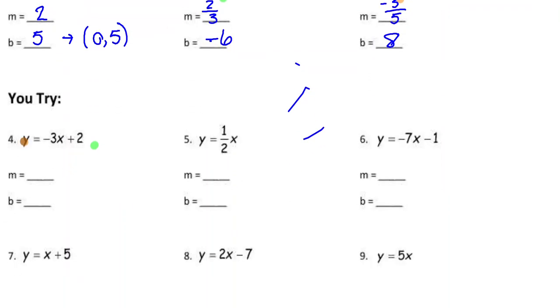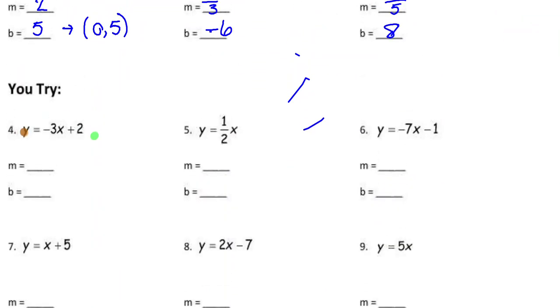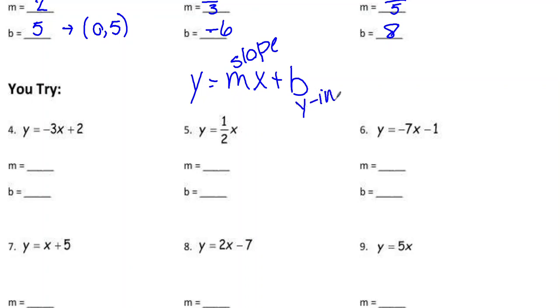Okay. So I want you to try, let's start with the first row. Try the first 3. Remember, you're using y equals mx plus b. Pull out the slope, which is m, and b, which is your y-intercept. So go ahead, you're doing 4, 5, and 6.